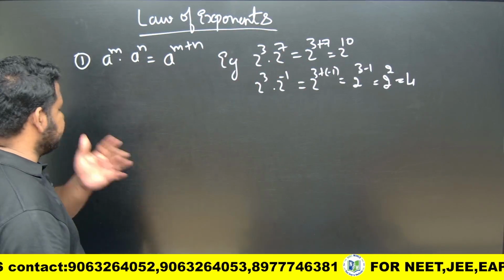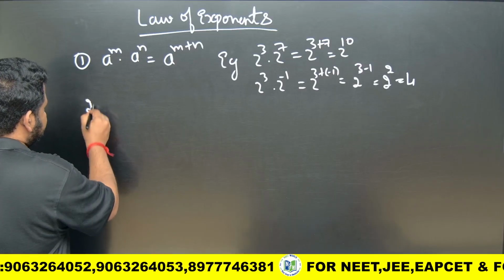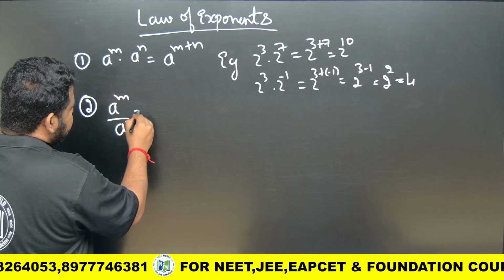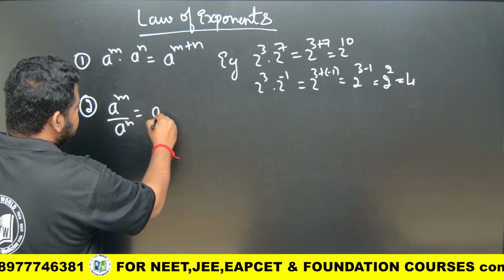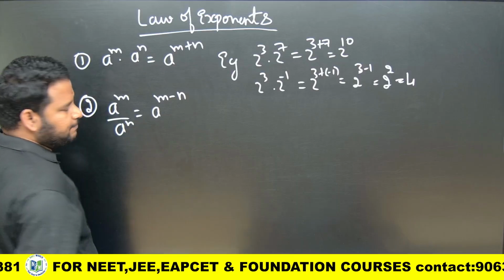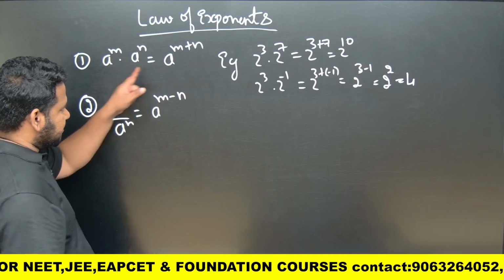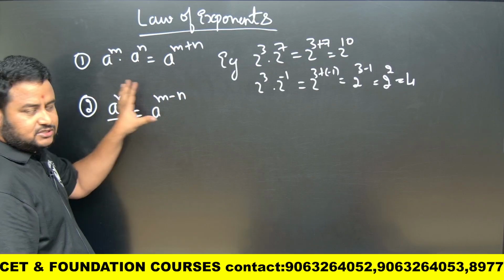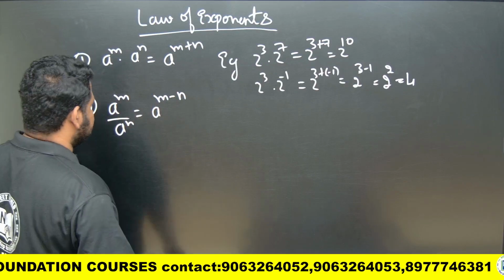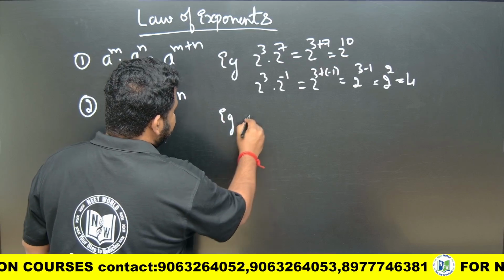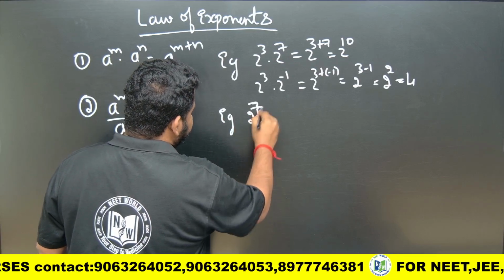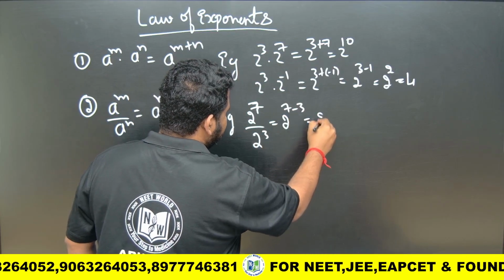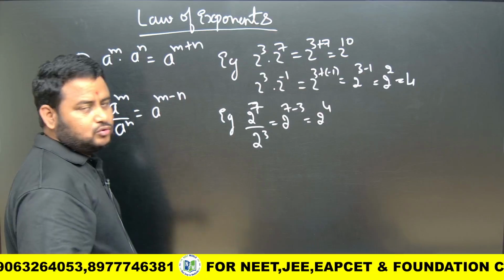Now suppose, instead of multiplication, they give a division. What do we have to do? A power m divided by a power n. If they give it like this, it becomes a power m minus n. Earlier it was addition: multiplication transfers into addition, and division transfers into subtraction. Example, 2 power 7 divided by 2 power 3 gives us 2 power 7 minus 3, that is nothing but equal to 2 power 4.